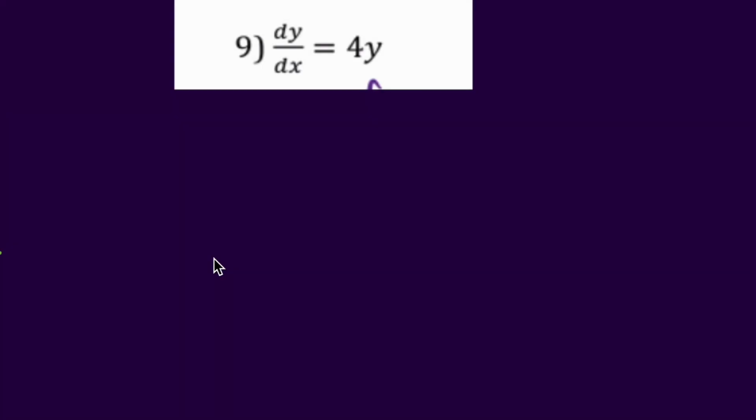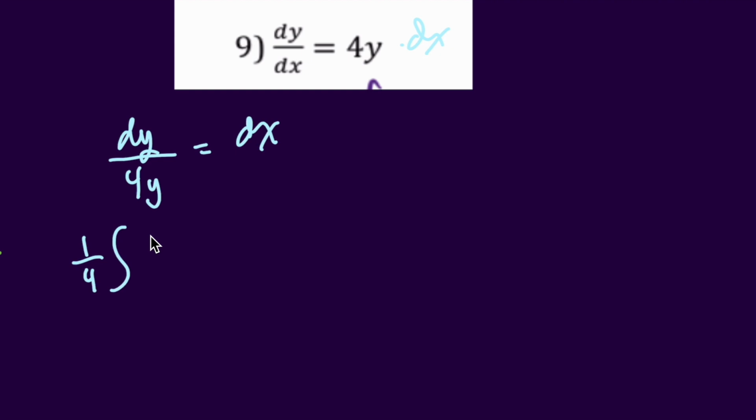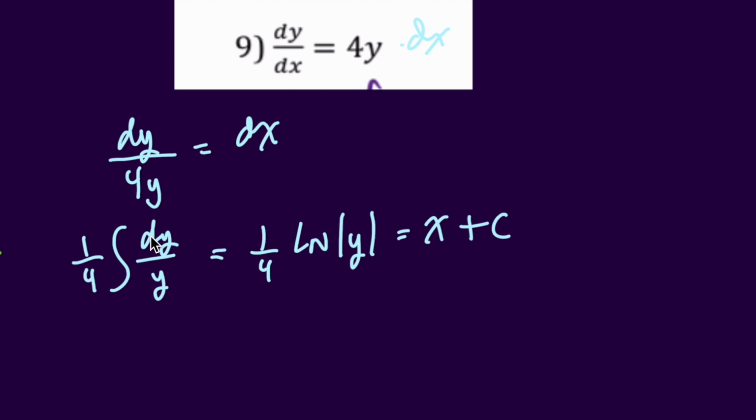In this example, we're going to multiply both sides by dx and divide both sides by 4y. When we do that, we're going to have dy over 4y equals dx. We're going to take the integral of both sides. This 1/4 will come out, leaving the integral of dy over y. That's going to be 1/4 ln absolute value of y. And on the other side, we're going to have x plus c.